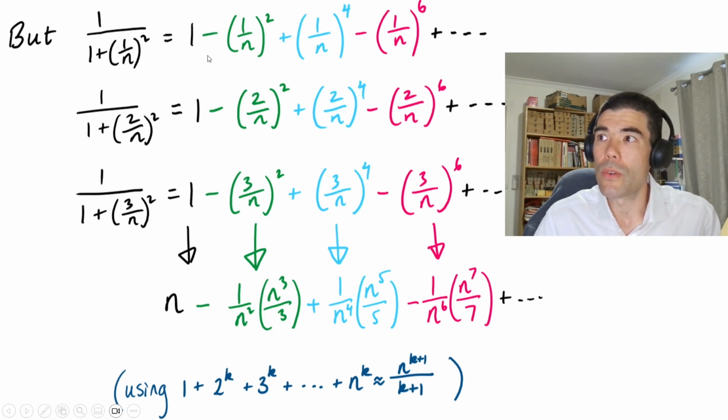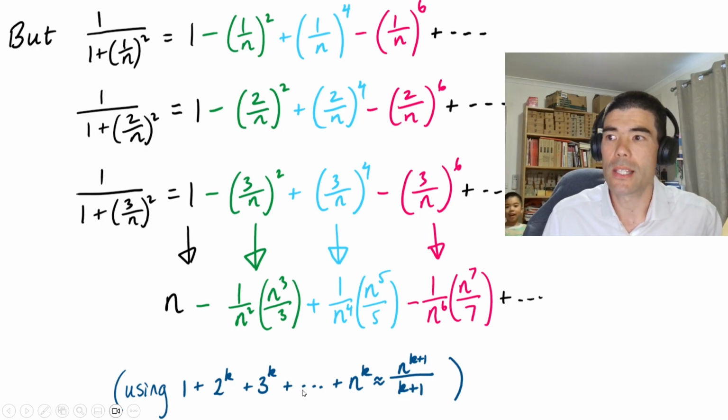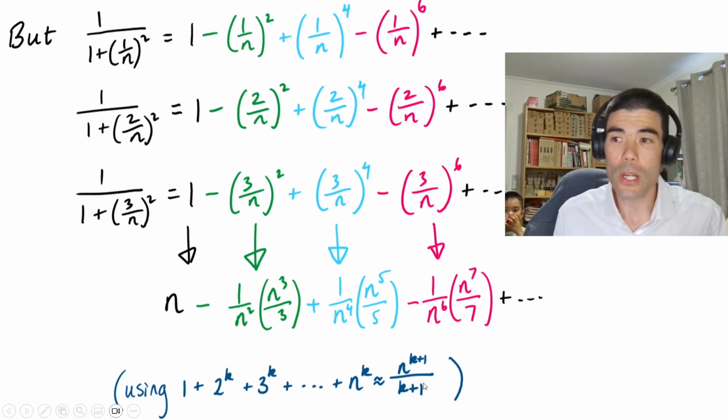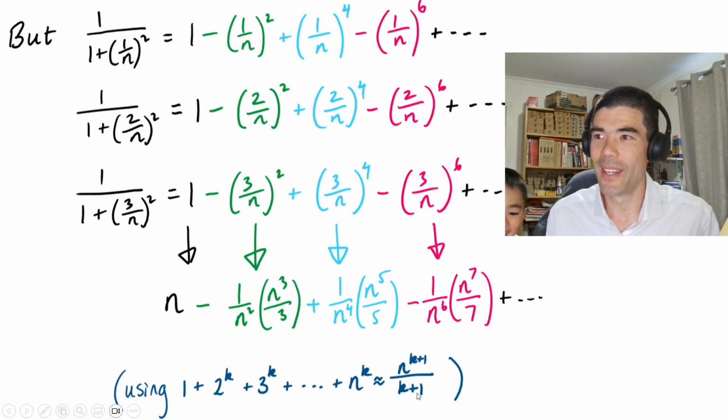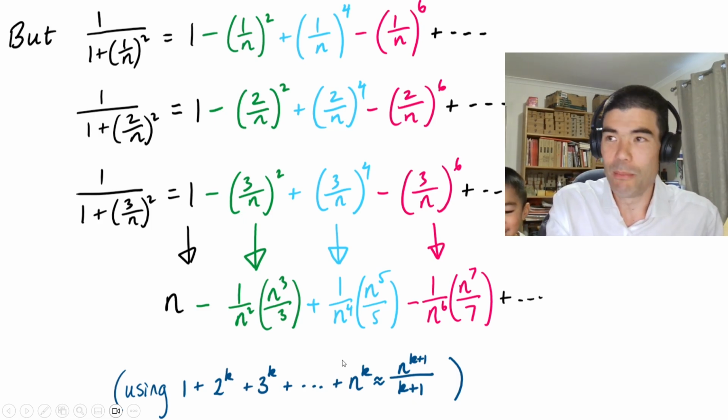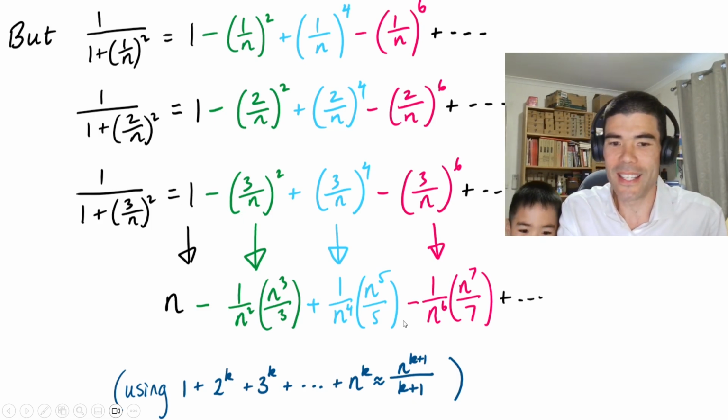If we look at these green terms, these terms are like sums of squares. And the Indians had formulas for sums of squares, sums of cubes, sums of powers of 4, etc. So they actually knew that 1 plus 2 to the k plus 3 to the k plus etc. is approximately equal to n to the k plus 1 divided by k plus 1. That's ridiculous. Well, believe it or not, that's what they did.